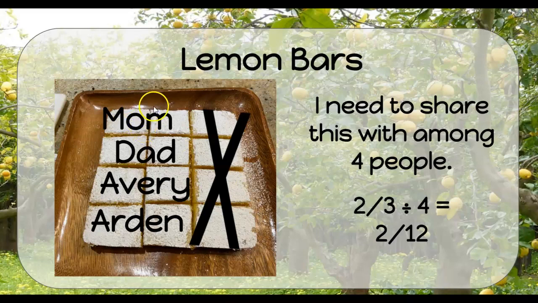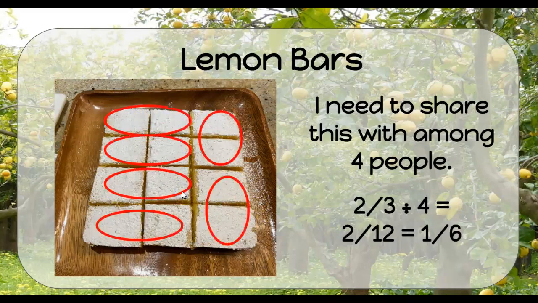So I'm going to get 2 out of these 12 pieces. Well, that's not bad at all. Those are pretty big pieces. I could also look at it as 1/6, right? We're going to simplify. So I get one of these, and then my husband and Mrs. Arden is going to get 2 of those because she's extra special. And so our family members are each going to get 1/6.